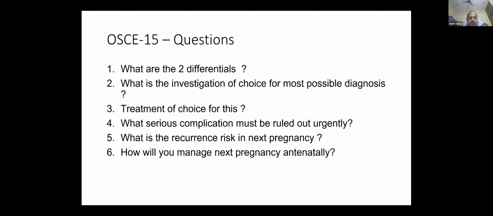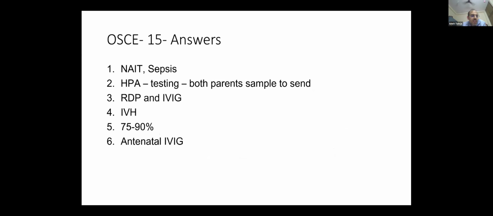We'll see the answers. And then how will you manage the next pregnancy antenatally? Now, during pregnancy, next time, what will be the treatment? IVIG. Someone mentioned IVIG. Any other thing? We'll see the answers. NAIT or anytime thrombocytopenia is there, sepsis should be ruled out. Correctly answered HPA testing: genotyping, the genetic testing will be done for both the parents, and antibody testing in the mother, we can do anti-HPA antibody testing.